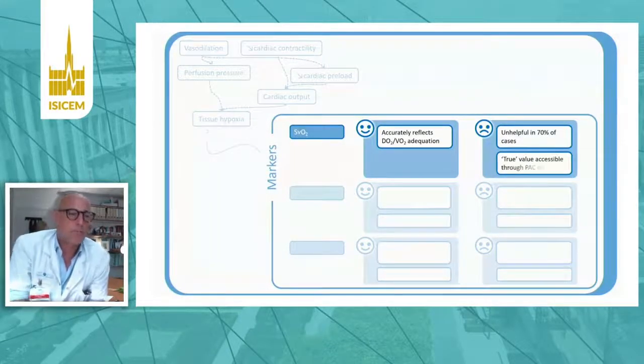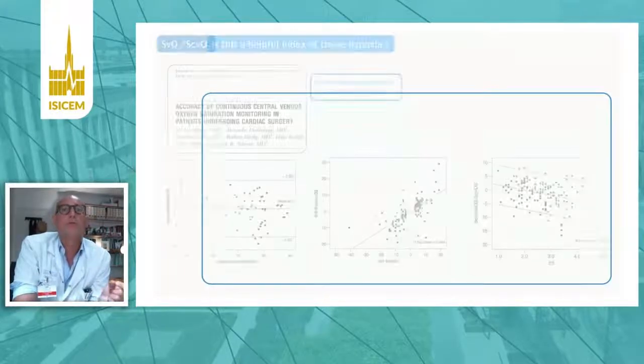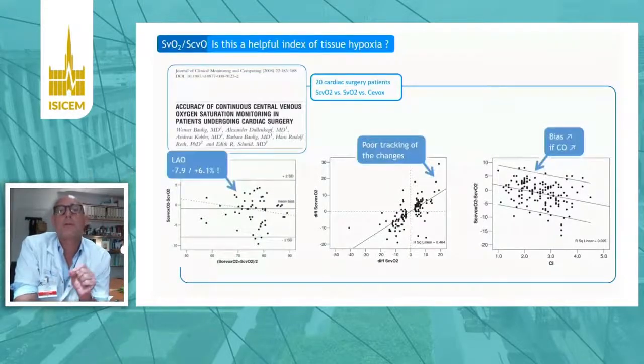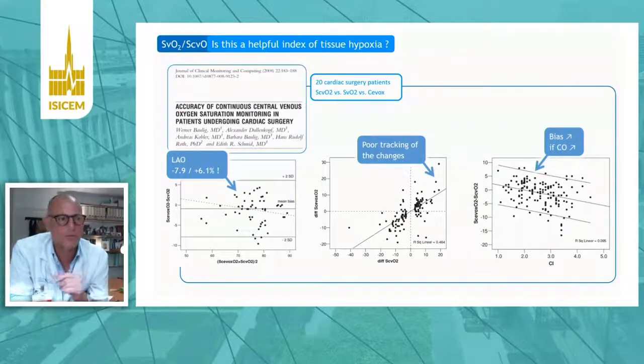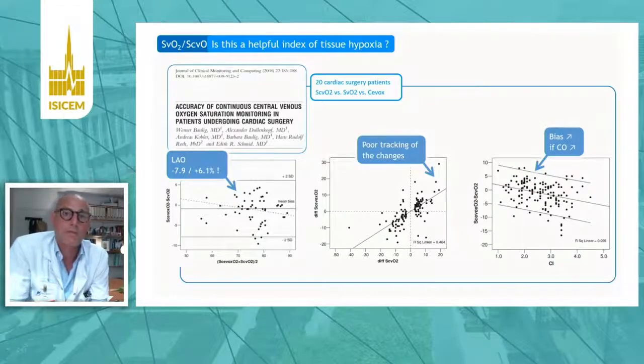And the second drawback of SVO2 is that we must bear in mind that the true value of SVO2 is measured only in the pulmonary artery. And the central SVO2 is only an estimation of the mixed SVO2. And you could find some studies like this one showing that the limits of agreement are quite large and that the tracking ability of SCVO2 for SVO2 is poor. Always bear that in mind. And by the way, this might be an argument for preferring the pulmonary artery catheter to other means of cardiac output monitoring.